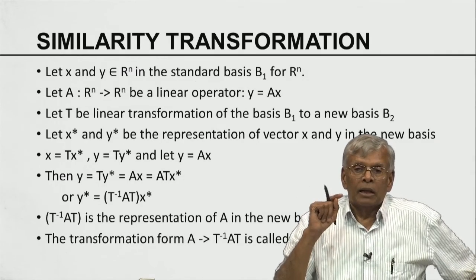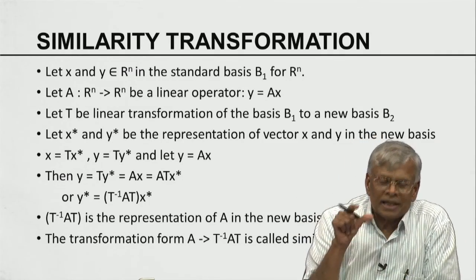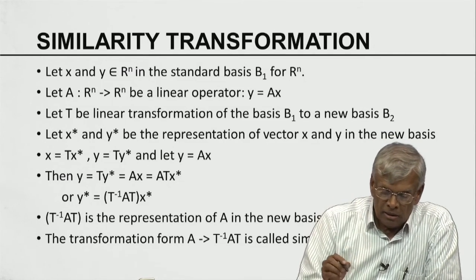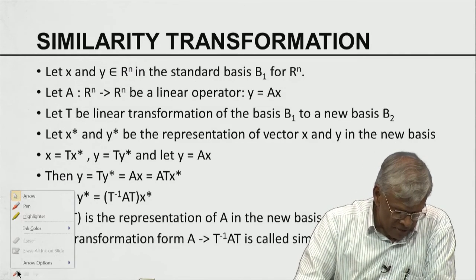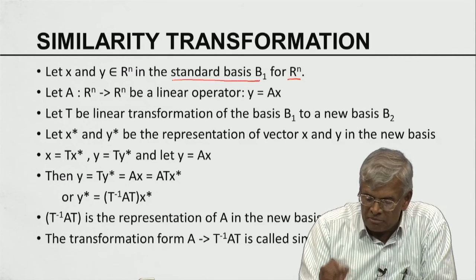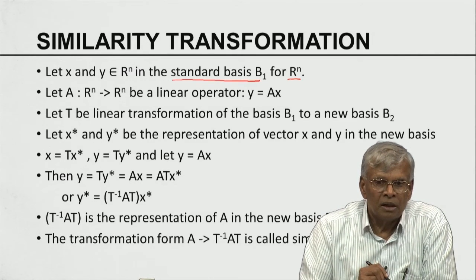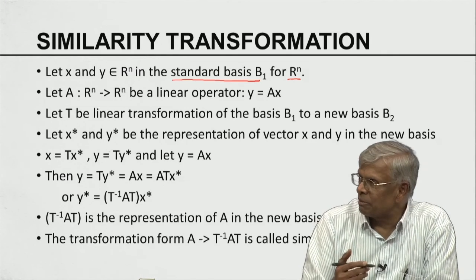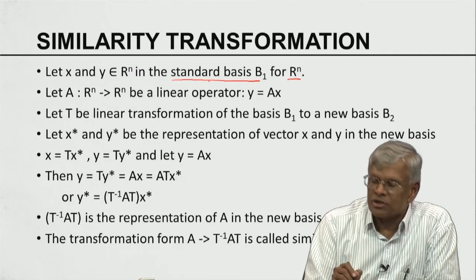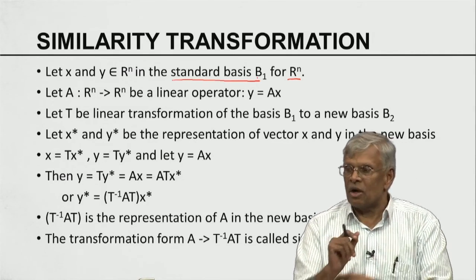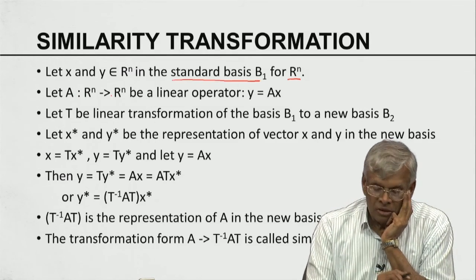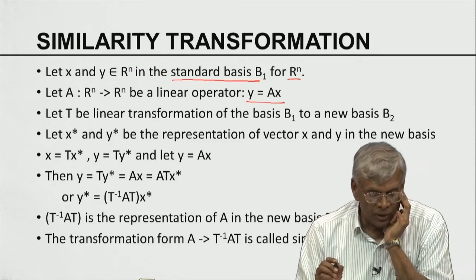And that brings us to a special class of transformation called the similarity transformation. So I am now going to be talking about space Rn. I am going to be concerned with the standard basis B1. Instead of calling it E, I am simply going to call it B1. So let x and y in Rn be represented in the standard basis. A is the map from Rn to Rn. We can think of this as the linear operator y is equal to A of x.